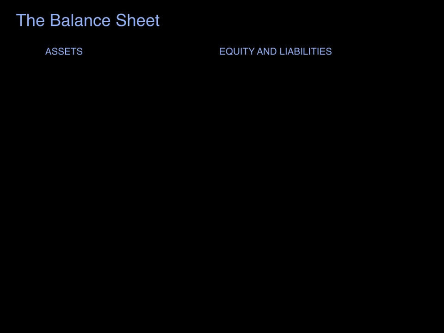Assets fall into two main categories, fixed assets and current assets, while at a high level, equity and liabilities can be broken down into equity itself, the money that the owners have invested in the business, medium-term liabilities, and current liabilities. Now we can further examine each of these headings.